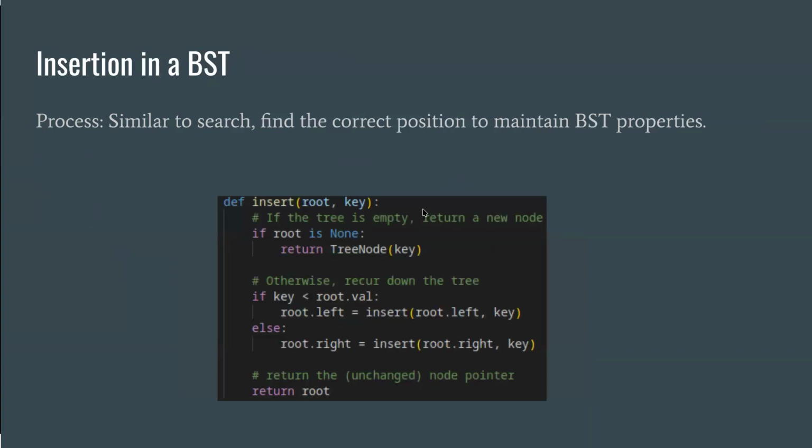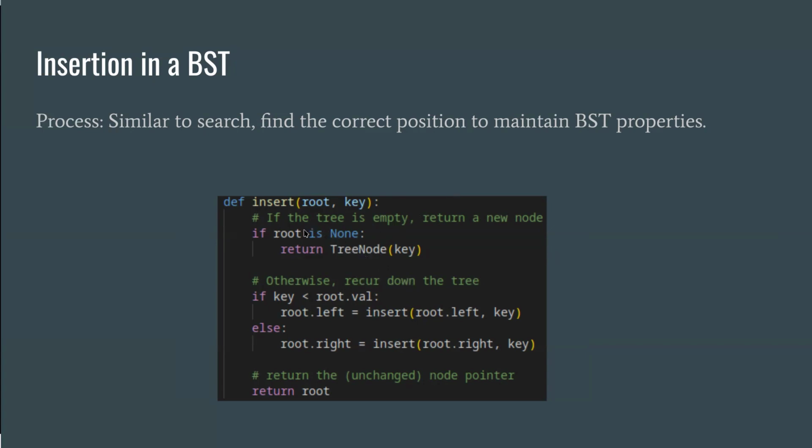Insertion in a BST. Insertion in a BST follows a similar logic to searching. You want to start at the root, and then find the appropriate position for the new node so that the binary search property is maintained.